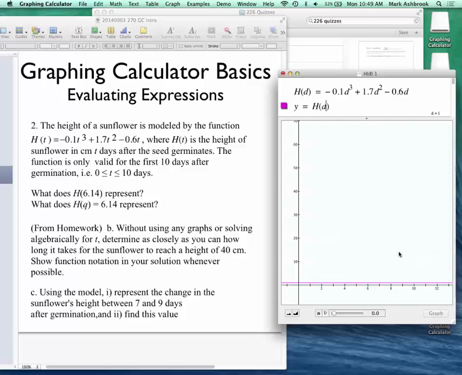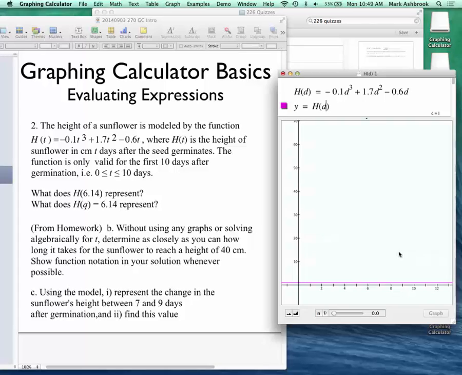Yes, sir? You have to define what h of d is. We defined the h function, h of d. So why doesn't y equals h of d work to get us the graph? I think we need to give it an x. Okay. So we need to give it an x. But what happened here? So why didn't this work? So x is the way that we'll get it to work.